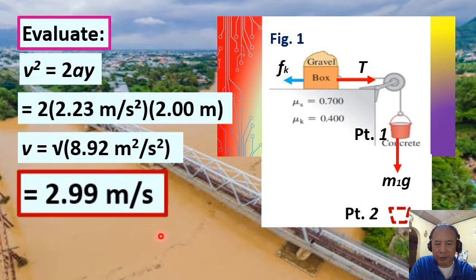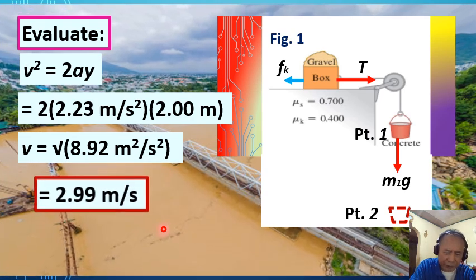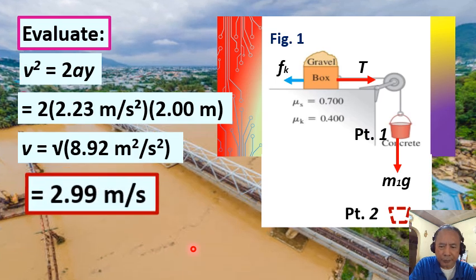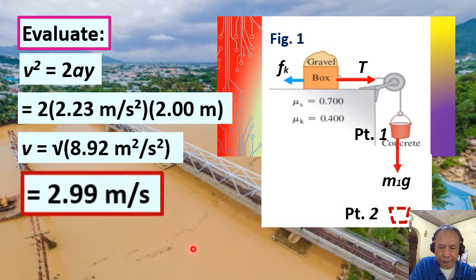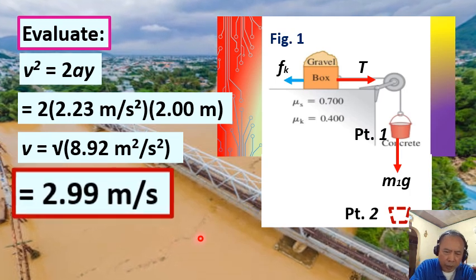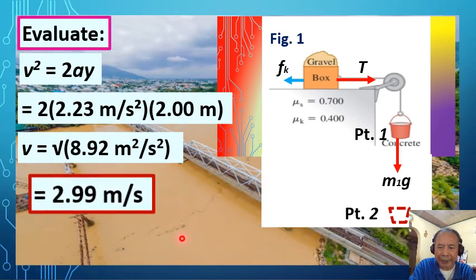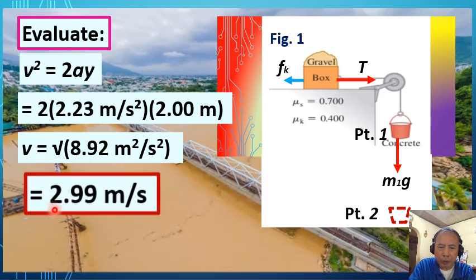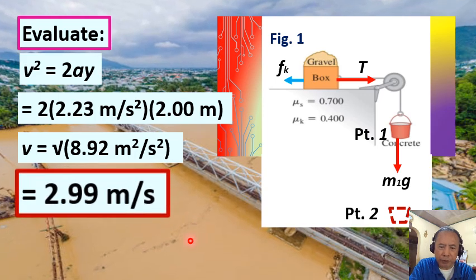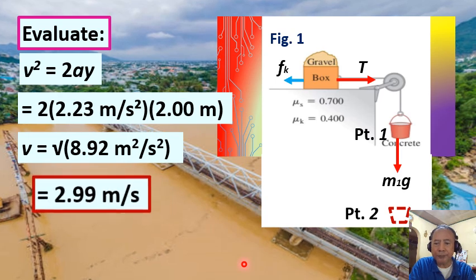So if you compare this with our first answer, there is a very negligible difference. Using the energy method, we got the value of v equals 2.98 meters per second. Here, we got v equals 2.99 meters per second. So the difference may be considered negligible.